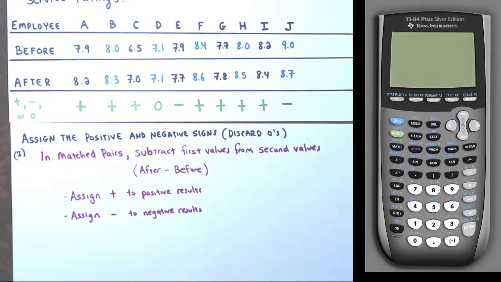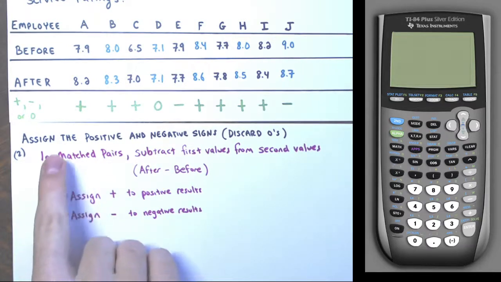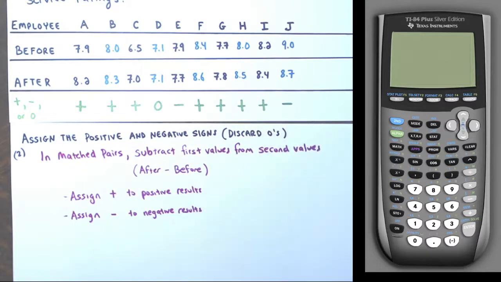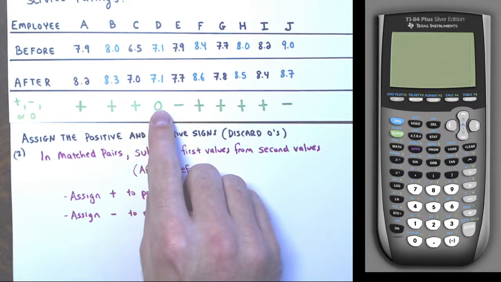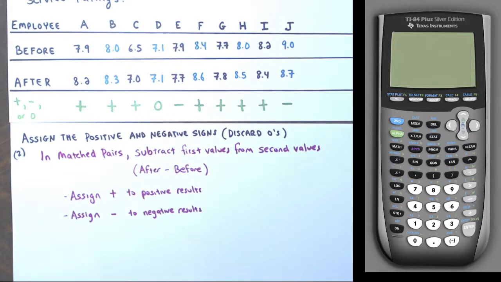Now, you assign the positive and negative signs as I have here. Did they have a positive change or a negative change in their customer service ratings? And we're going to ignore the zeros. So employee D doesn't tell me anything toward this claim that the customer service training is improving scores or not improving them. Ignore the zeros.